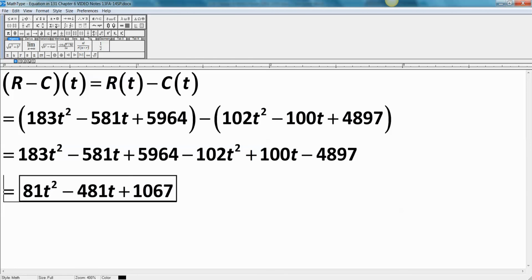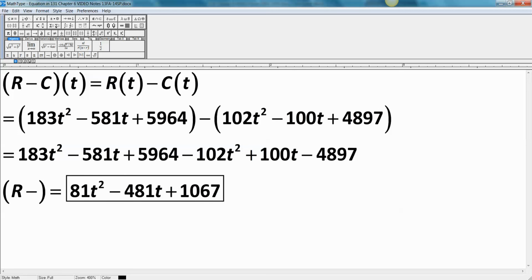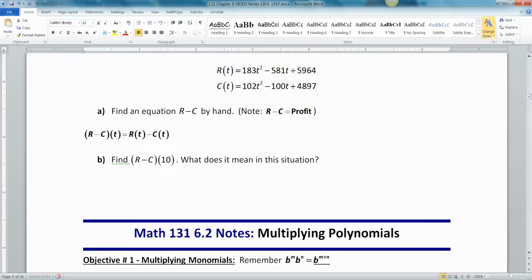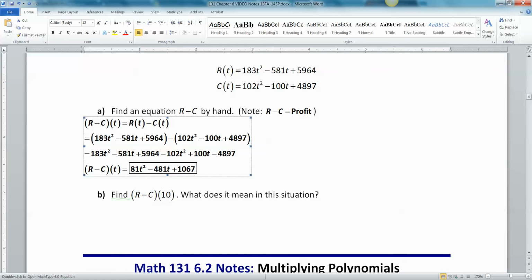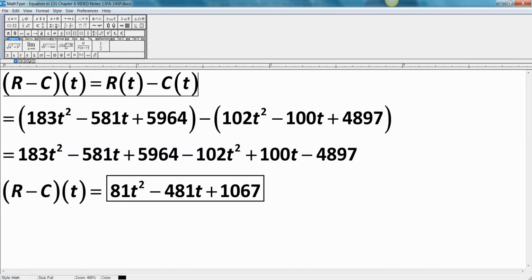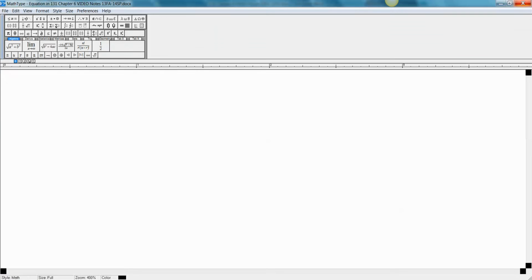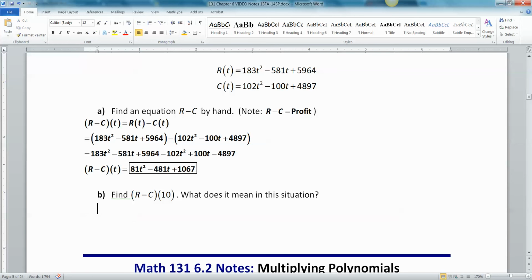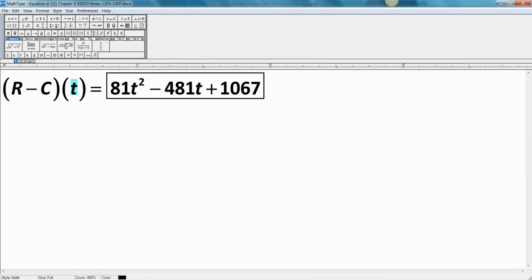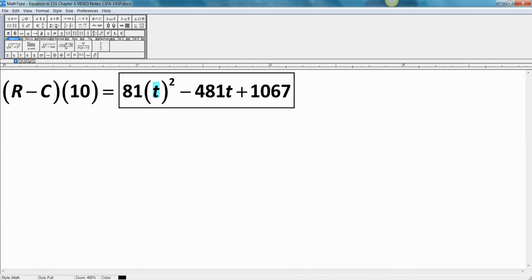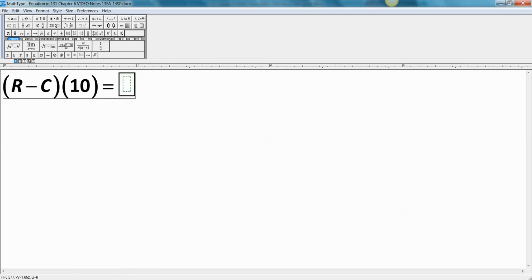This is R minus C of t, i.e. your profit. Okay, so now we're going to take that function and find what it is for when t equals 10. So let me go grab this. And I really only need this bottom part here. Okay, so we're going to take 10 and put it in here. And then 10 goes here, and 10 goes here.